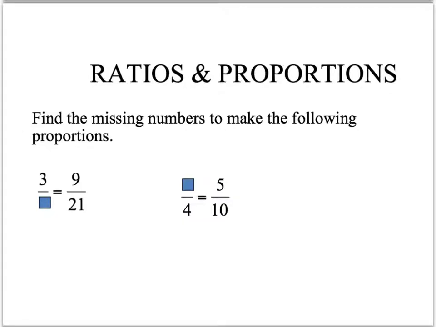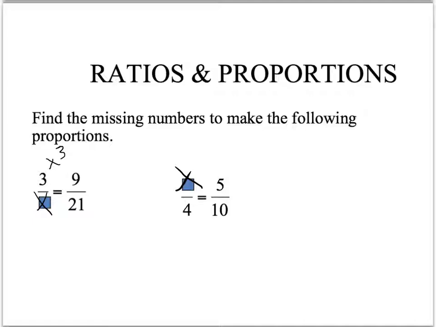Okay, and then the last slide, here we're going to find the missing numbers to make the following proportions true. Okay, so the box here, just think of it as the letter X, we don't know what it is. Okay, so in the first one, I can actually see that really easily. I can just do 3 times 3, which is 9.